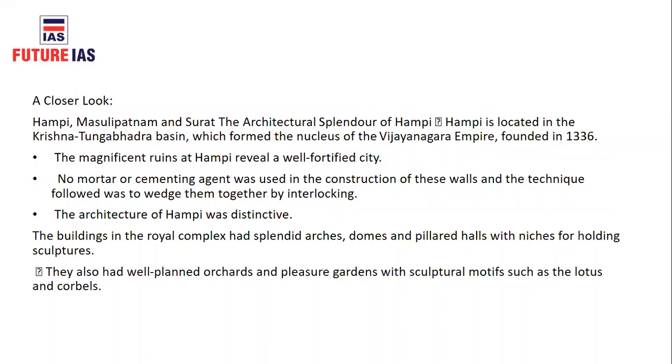If you take a closer look, for example at Surat, or say Hampi, Hampi is located in the Krishna-Tungabhadra basin. Krishna is a river, Tungabhadra is also a river. So in this basin the Hampi town is located, right? It is the nucleus of the Vijayanagara kingdom or empire. This Hampi town was founded in 1336. Here you must understand, it was a well fortified city, founded by the Vijayanagara empire, right?